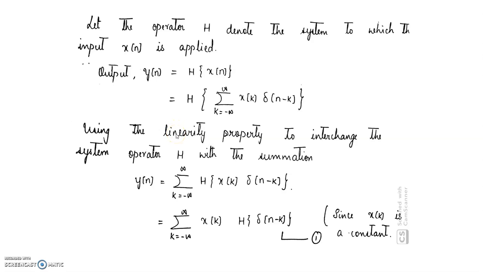Now, the system is an LTI system, so it has to satisfy the linearity property. If we apply the linearity property to this equation, then the operator and the summation can be interchanged. That's what I have done here. The operator H acts on x of k into delta of n minus k. x of k are constants because they correspond to the amplitudes of the discrete time signal, and therefore x of k can be written outside the operator H.